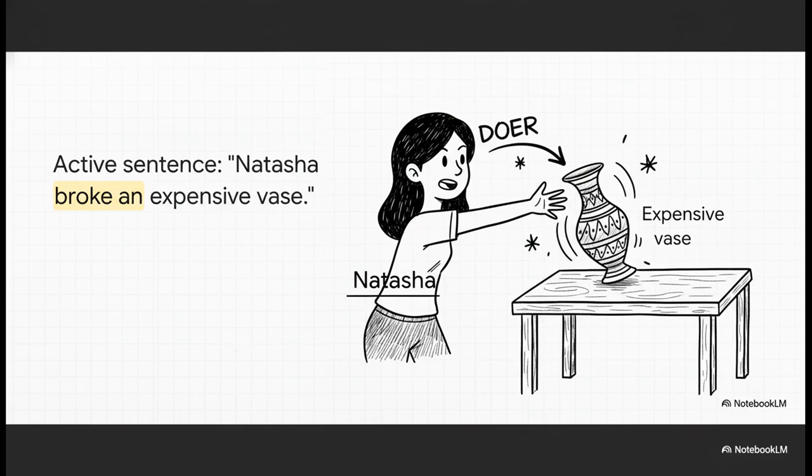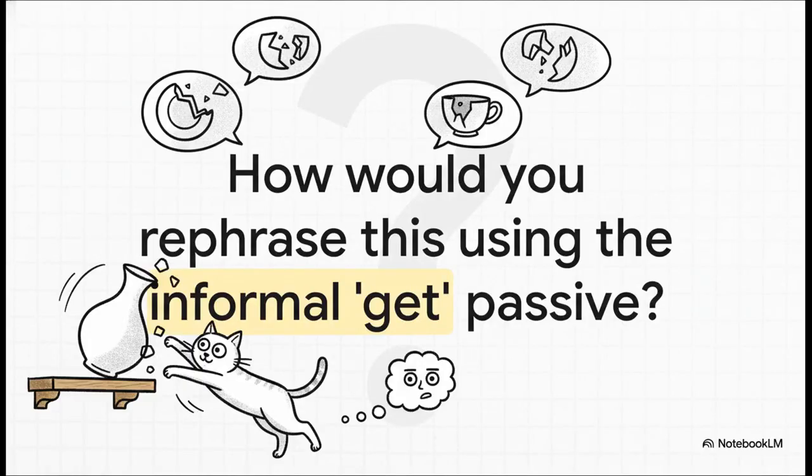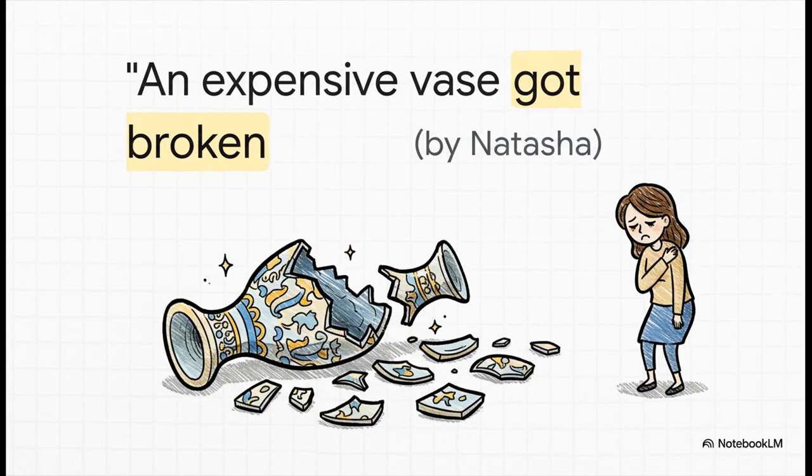All right, let's give this a shot. One more quick test. We have our active sentence. Natasha broke an expensive vase. Oh no, poor Natasha, and especially poor vase. So imagine you're telling this story to a friend. You want to focus on the tragic fate of this vase. How would you say it using the word get? And there we go. An expensive vase got broken. It just sounds more natural, doesn't it? It puts the spotlight on the event itself, and it shifts the focus just a little bit away from Natasha. It's the perfect way to use that informal passive.